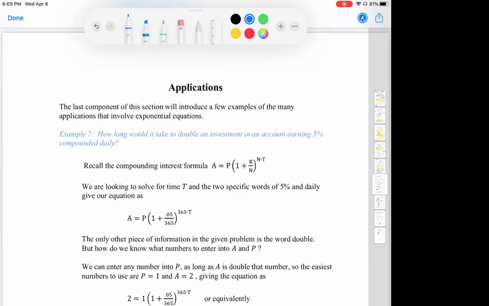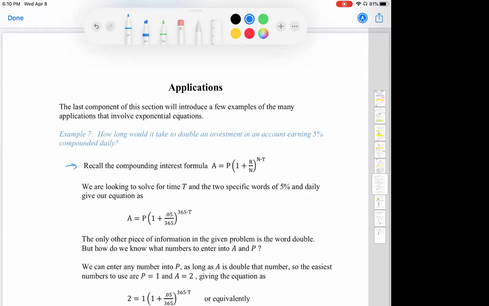The last comment on this section will produce a few examples of many applications that involve exponential equations. Example 7, how long would it take to double an investment in an account earning 5% compounded daily? So our problem is that we're going to be working with our formula, but we're going to be applying it differently. Reading from our text, recall the compound interest formula: A is equal to P times (1 plus r over n) to the n times t.